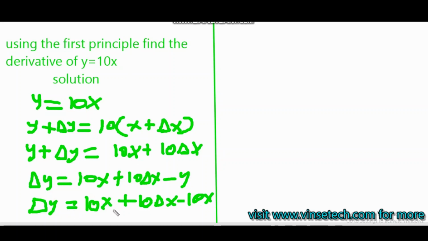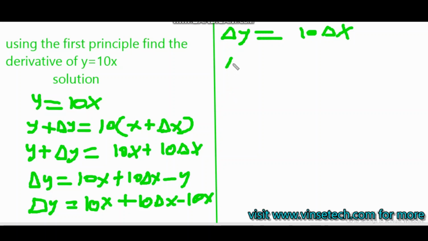Looking at this, you realize that the 10x can actually cancel out, 10x minus 10x. So cancelling the 10x, both 10x minus 10x, which is equal to 0, cancel out, so we now have change in y is equal to 10 change in x. So the next thing to do now is we divide both sides by delta x. That is step 4. We divide both sides by delta x.